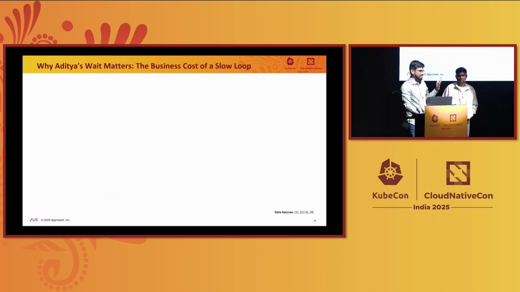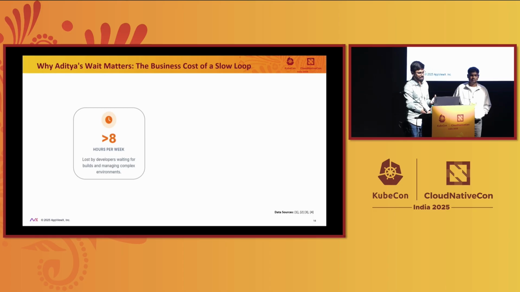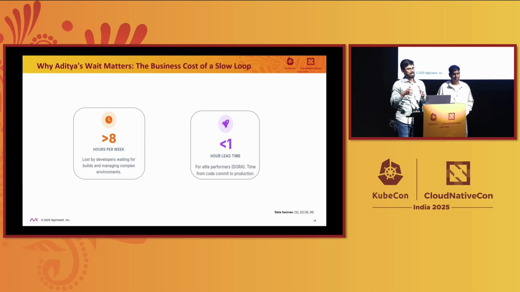So why does this wait matter, right? Most of our surveys show that developers lose more than 8 hours to unproductive work. It could be managing your local dev environment. It could be waiting for builds and so on. And I think most of you are aware of DORA metrics, which says the most elite performers usually have less than 1 hour lead time.